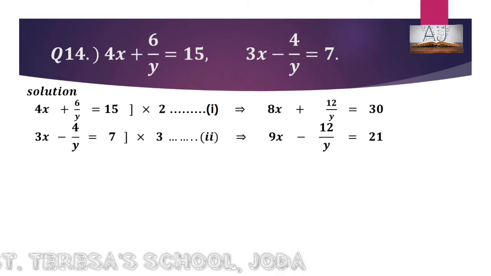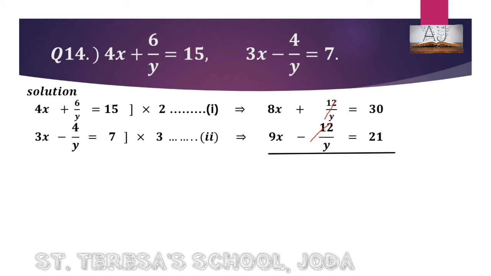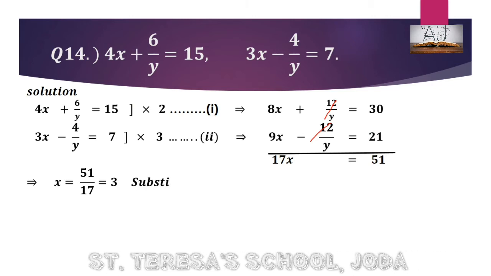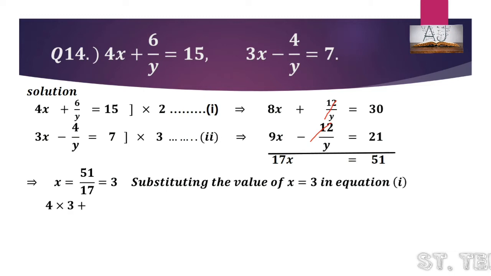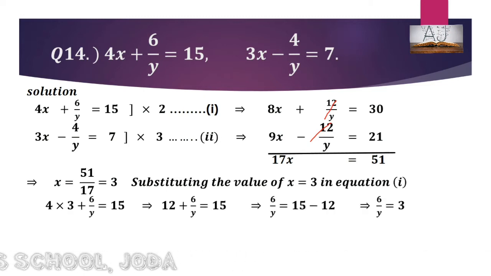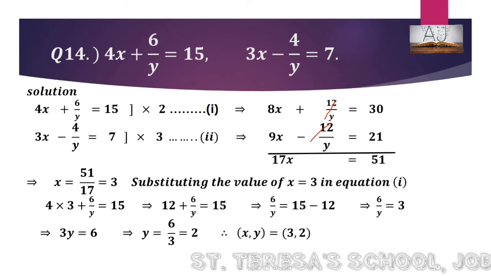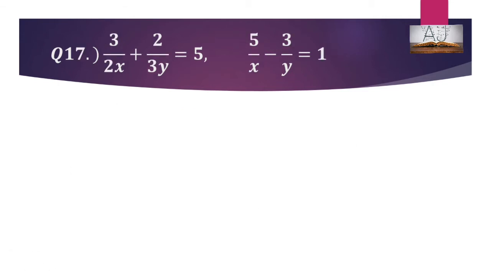So the equations become 8x plus 12 by y equal to 30 and 9x minus 12 by y equal to 21. Now plus 12 by y and minus 12 by y get cancelled. 8x plus 9x is 17x equal to 30 plus 21, 51. So x equal to 51 by 17, that is 3. Now let us substitute this value of x in the first equation. You can use any one. So 4 into 3, 12, plus 6y equal to 15, and we get y equal to 2. So the value of x is 3 and y equal to 2. So this is our solution.